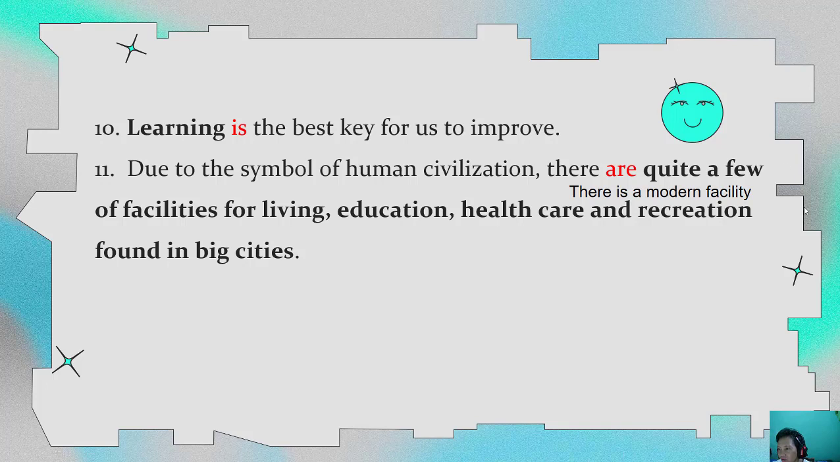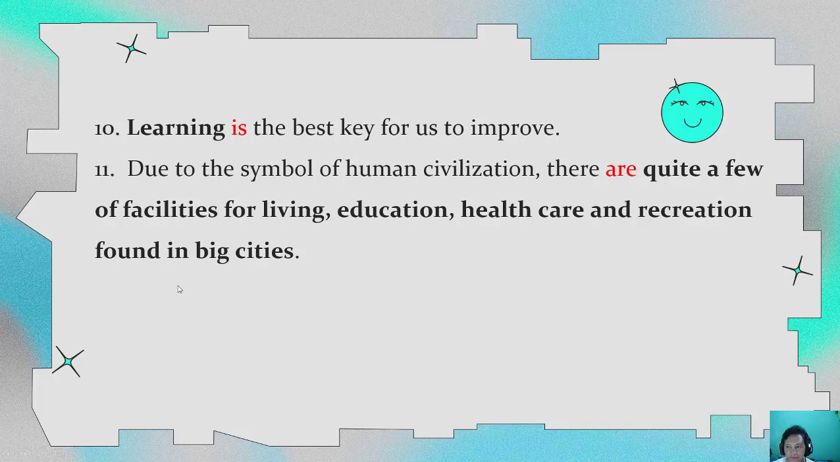And then how to prove that this one is the verb or the predicate and this one is the subject? You can see this: there are quite a few. Quite a few means many. That's why we use are. And then if we have a modern facility, this is only one. It means that there is means that this is the singular one.